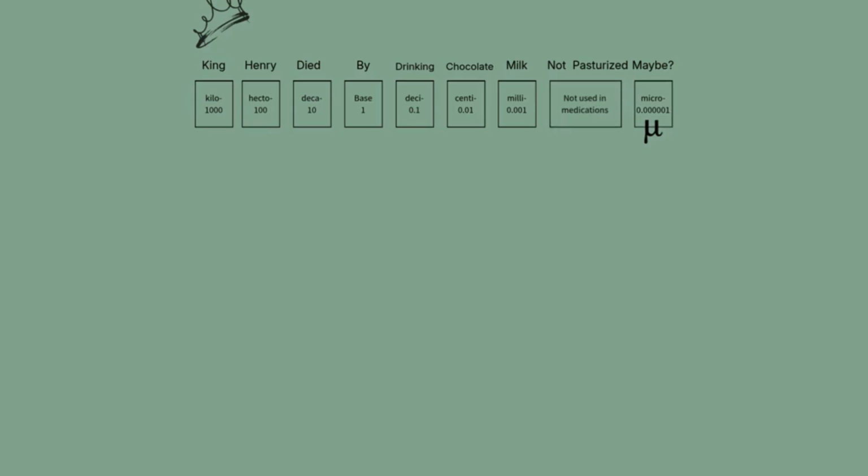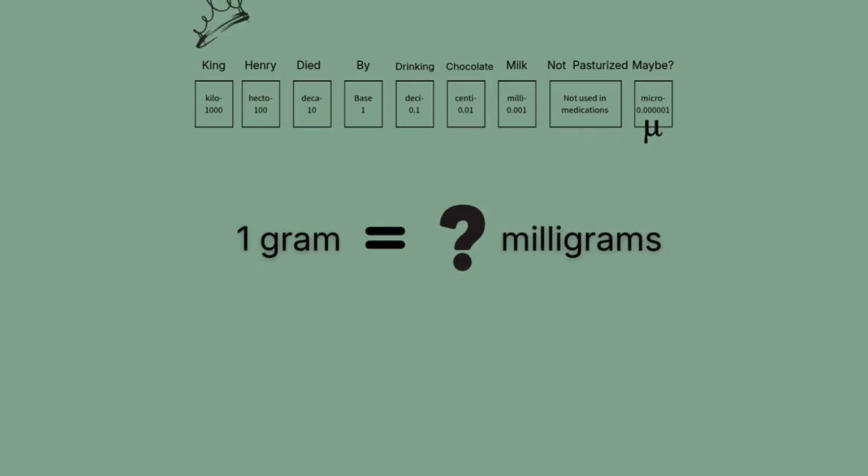Now let's talk about switching between metric units. First, the base units must match or it won't work. Let's say we have 1 gram of a medication and we want to know what that is in milligrams. The base unit gram is our B in by, and milli is 3 places to the right.